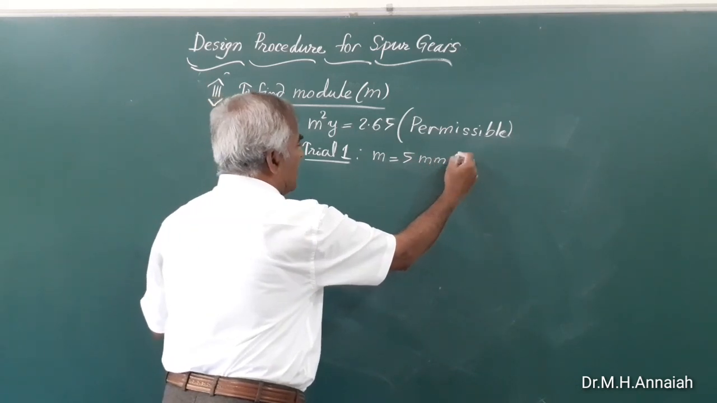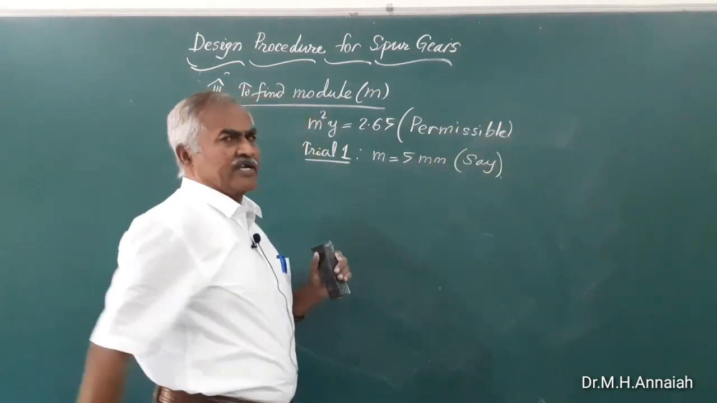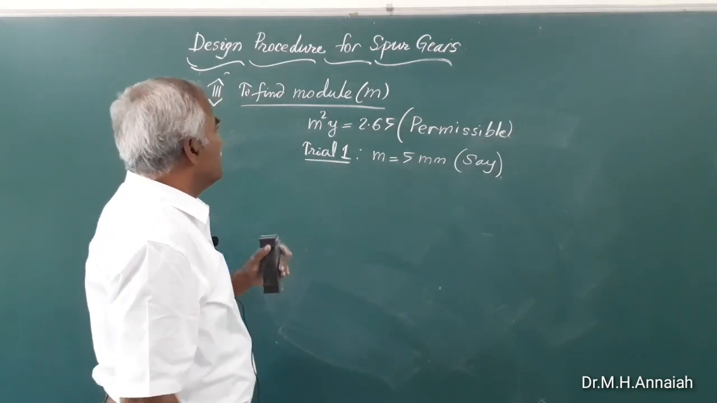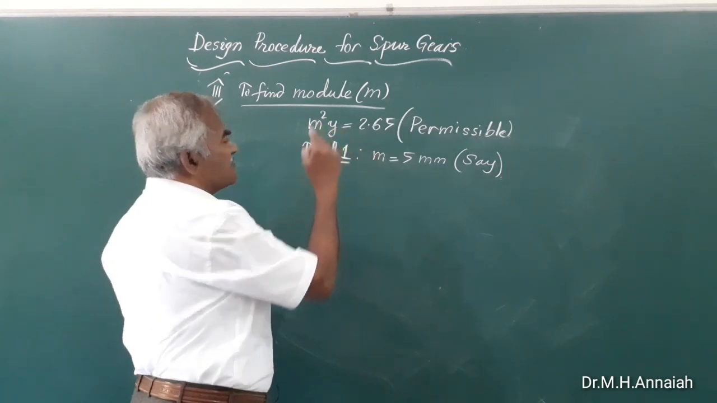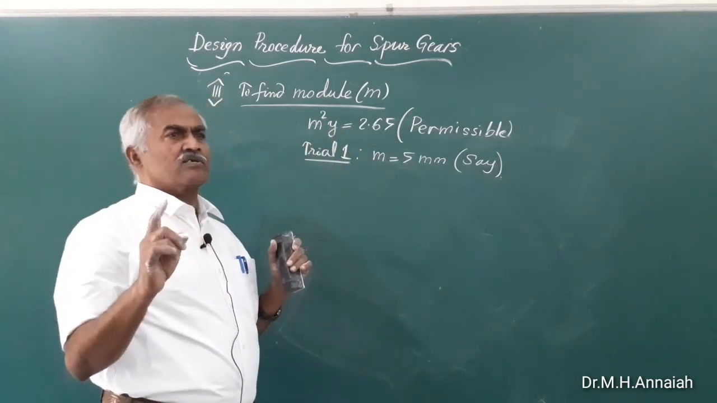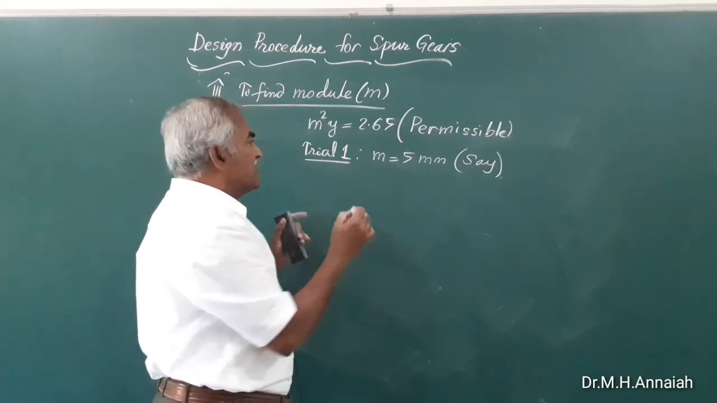It is a standard value and I have selected from the table, say. It is a standard value, no doubt. So, here after finding this value m, after selection, let us find out y. Y is Lewis form factor. I told you in this problem pinion is weaker member.